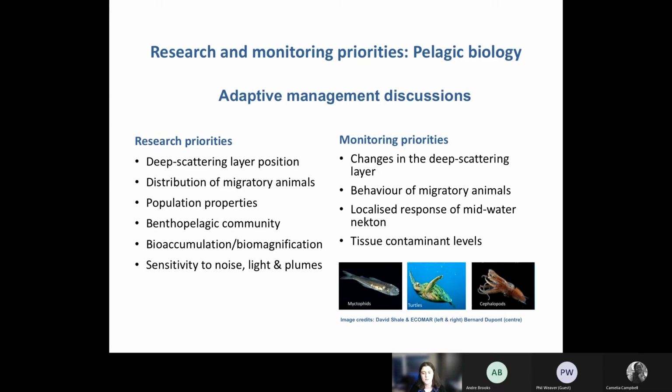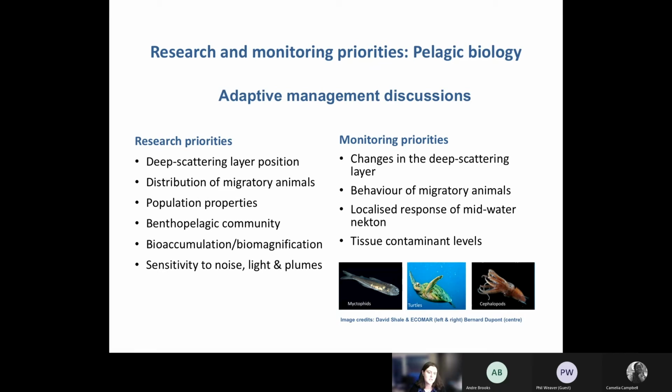Any localized responses of midwater nekton, so for example, the squid in this picture, or various fishes and crustaceans, they may be either attracted to or indeed avoid some of the exploitation activities. And if you're interested in determining whether there's bioaccumulation or biomagnification of any potential contaminants, then using tissue contaminant levels could be a way to monitor for that.